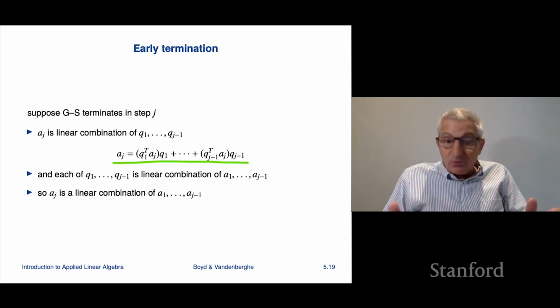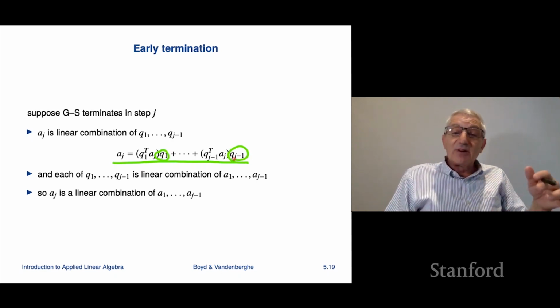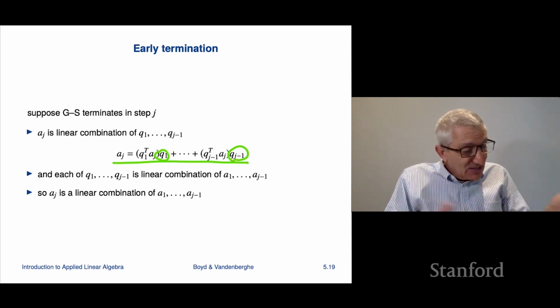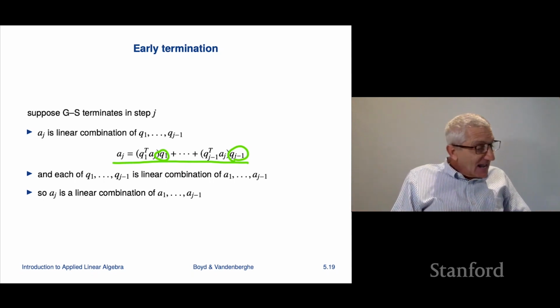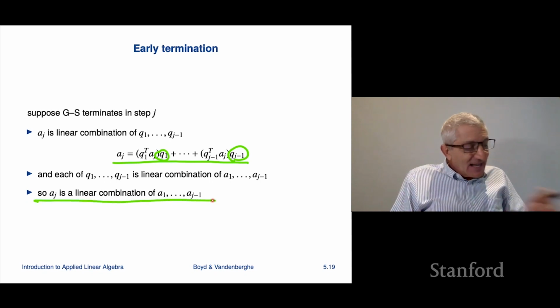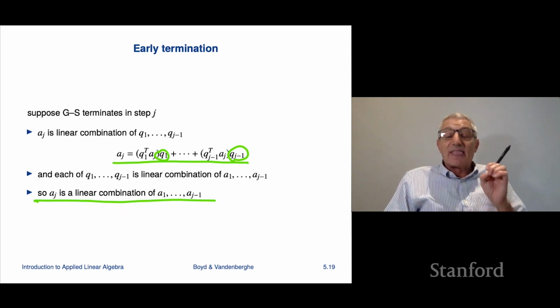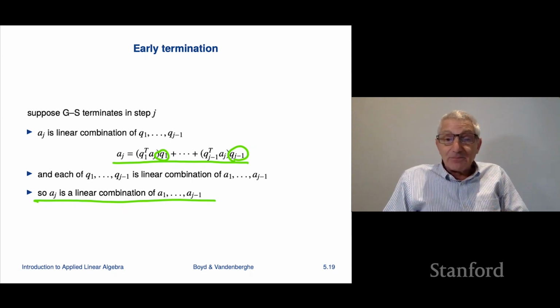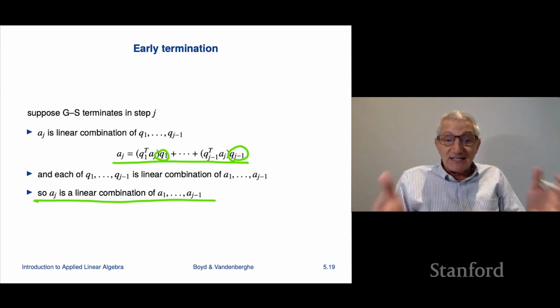Now we'll notice that each of these Q_i's here is a linear combination of the A_i's, A_1 up to A_(j-1). So this is a linear combination of linear combinations. A linear combination of linear combinations is again a linear combination, and that says that when it stops, A_j is a linear combination of A_1 up to A_(j-1). That is one of the definitions of being dependent. So what that says is that the Gram-Schmidt algorithm, if it terminates early, then it terminates because the A's you started with were linearly dependent.